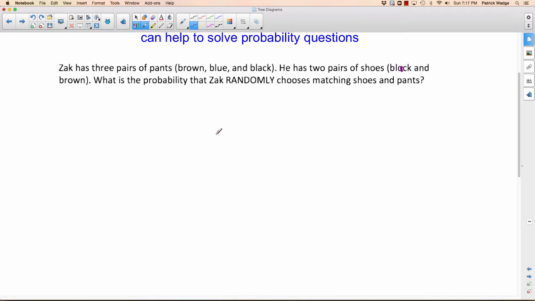Okay. So what we want to do is list all the possible outcomes for him. And there's different ways you could do it. You could just make a table. You could just list them all. But a tree diagram can actually help you do this. So I'm going to try to teach you how to do a tree diagram.